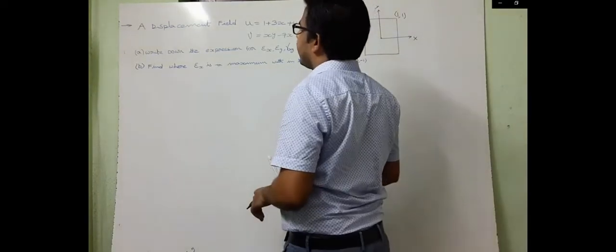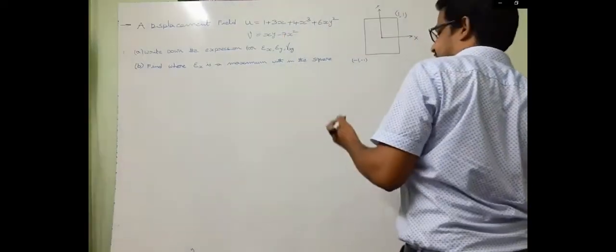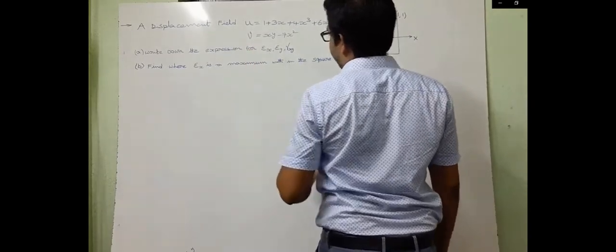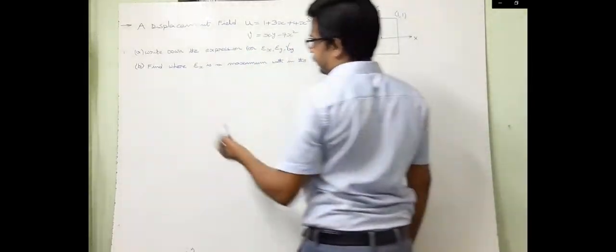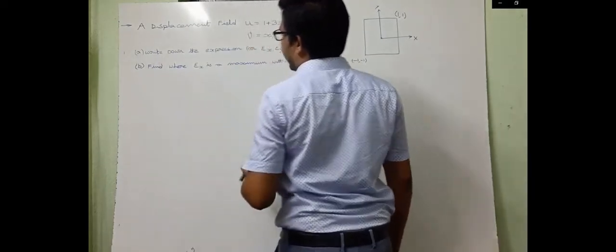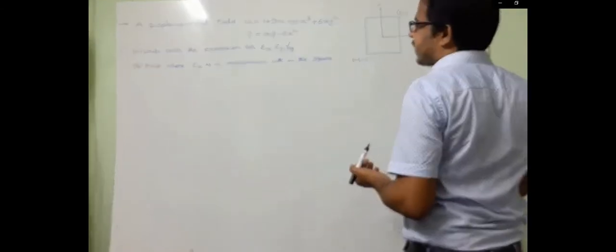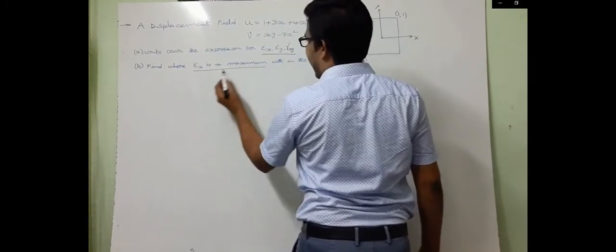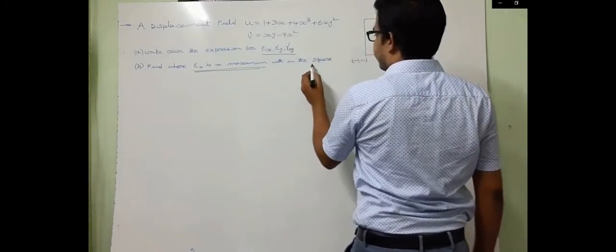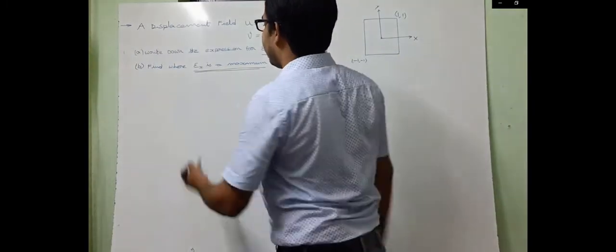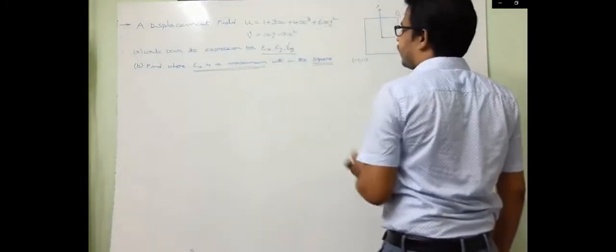Next problem. A displacement field u equal to 1 plus 3x plus 4x cube plus 6xy square, v equal to xy minus 7x square. Determine first one, write down the expressions for epsilon x, epsilon y, gamma xy. Second, find where the epsilon x is a maximum within the square.